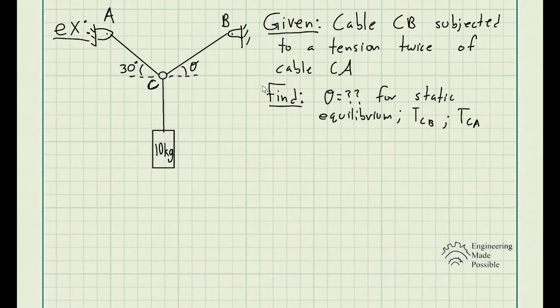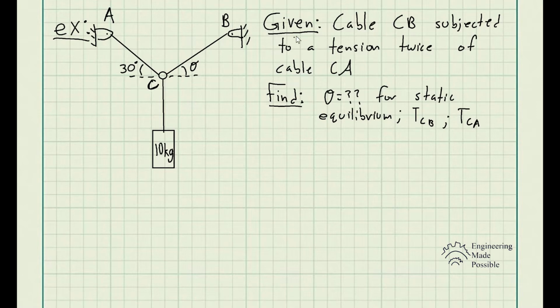For this problem, we have a 10 kilogram cylinder hanging from cables. We have cable CA and cable CB. These points are basically our restraints here, and these are the cables. Now, when it comes specifically to cables, cables will always be in tension and they cannot be compressed. So in this case, the forces in the cables we refer to as the tension.